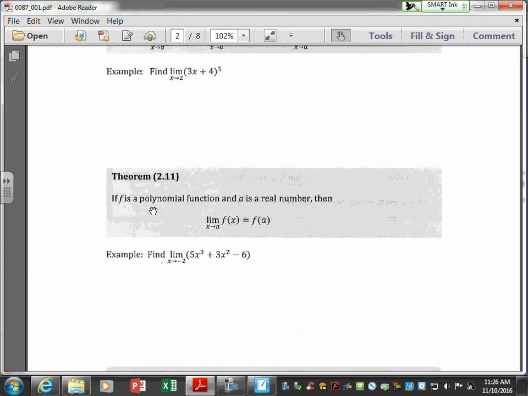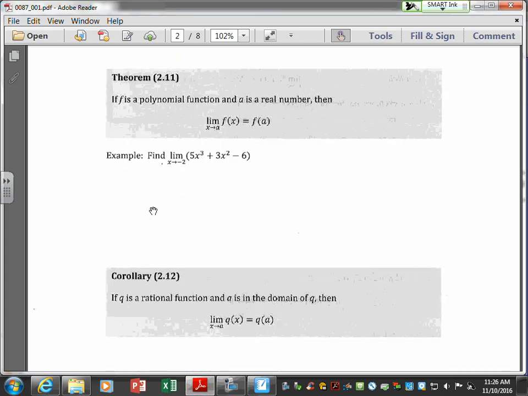We'll come back over here. Let's consider theorem 2.11. We have a polynomial function. x is a real number. This is actually the direct substitution theorem here. So it says evaluate your function at a. This is specifically the definition for direct substitution. So this is pretty easy. Everywhere that there's an x, we're going to substitute in a -2. But let's apply our theorem.